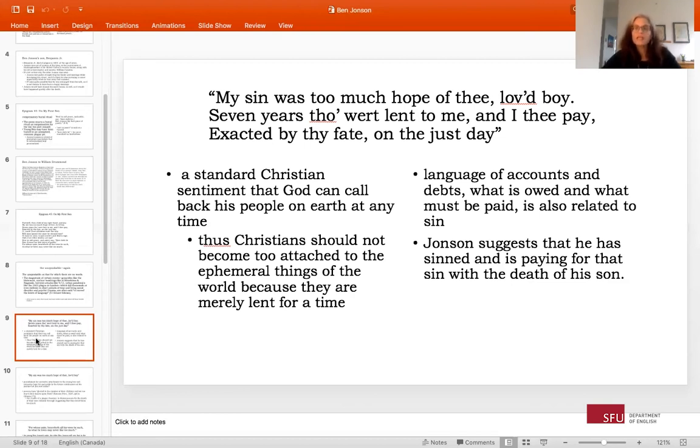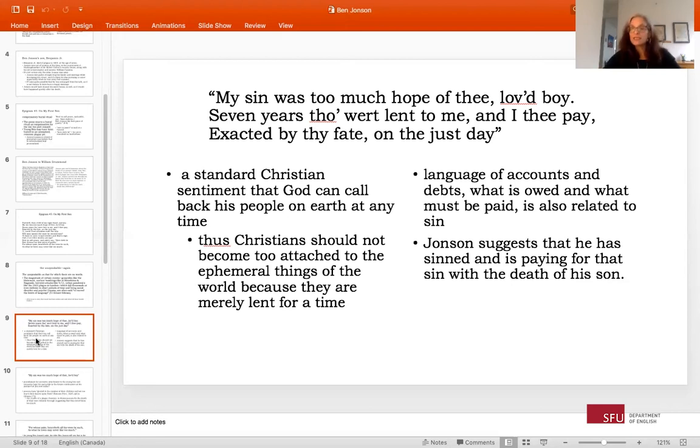But there's a fair bit of tension in these lines. Exacted and just are in tension with each other. Just asserts that God is just and right to take the poet's son. But exacted, meaning demanded and obtained, has the strong implication of force and threat having been involved. When I say something has been exacted from me, I am suggesting my strong unwillingness to have given it over.